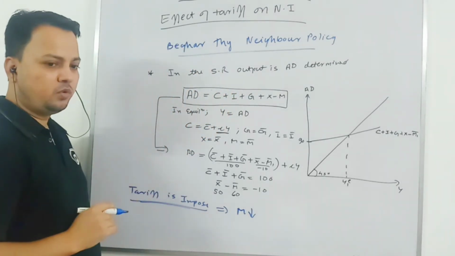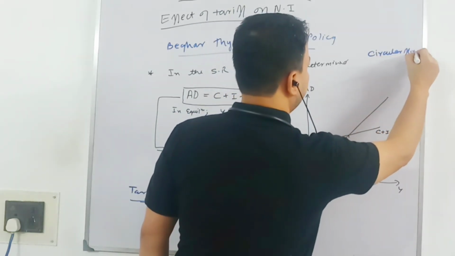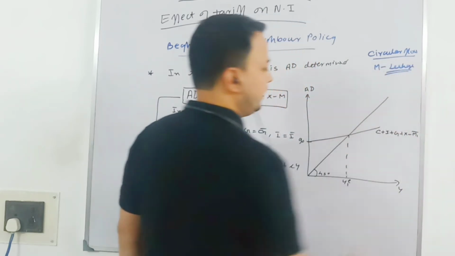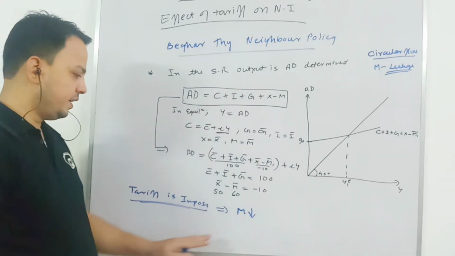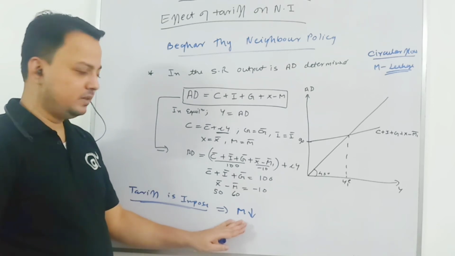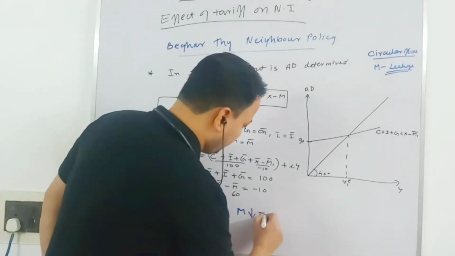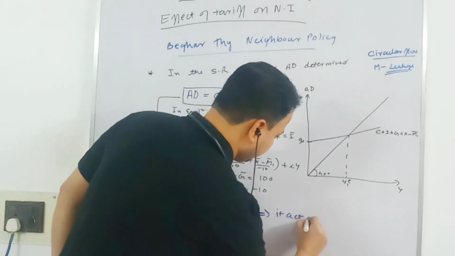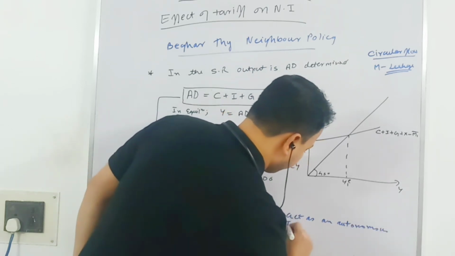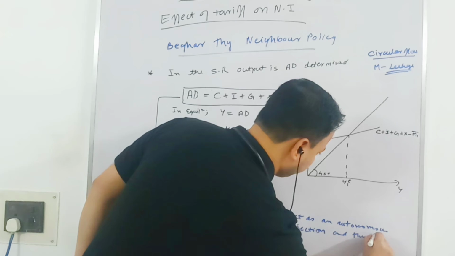If you remember your circular flow diagram, in the circular flow, import is a leakage. So when import declines, what will happen? It acts as an autonomous injection, and thus increases aggregate demand.